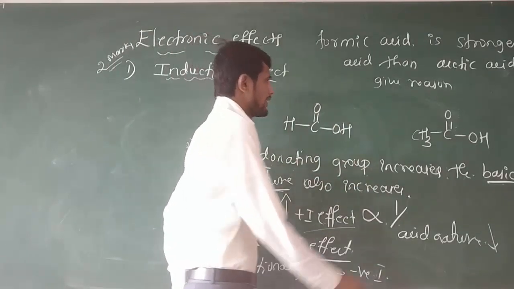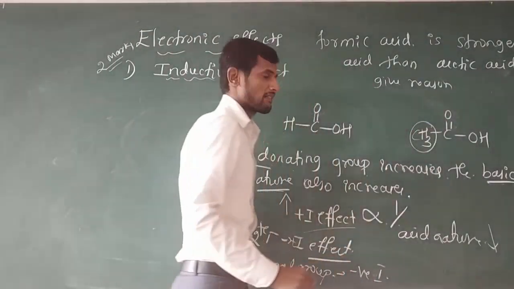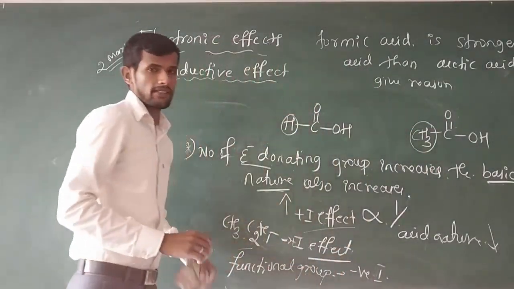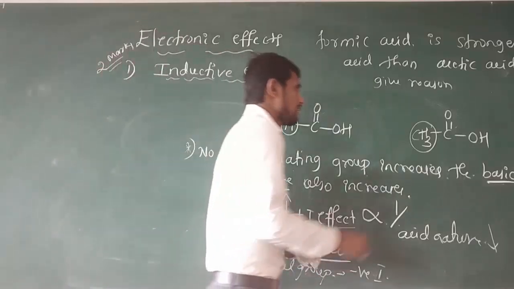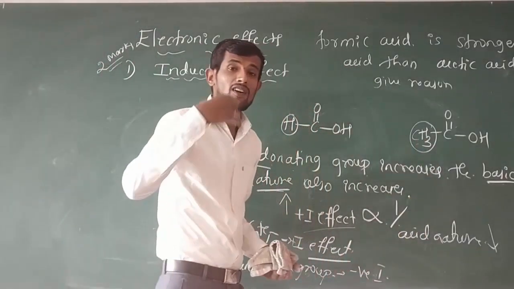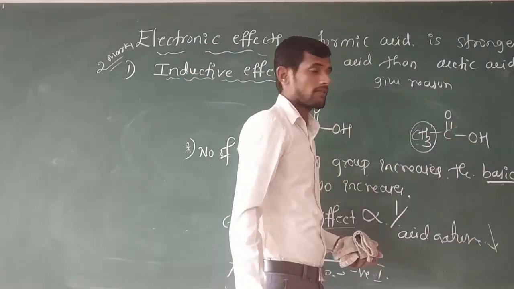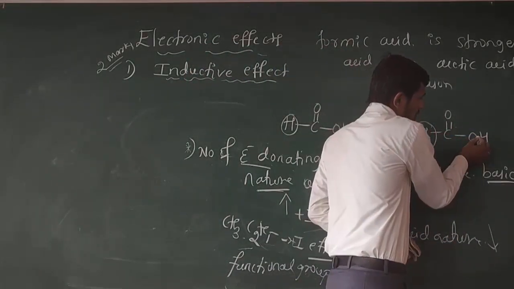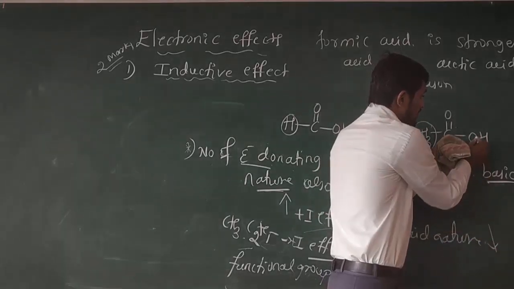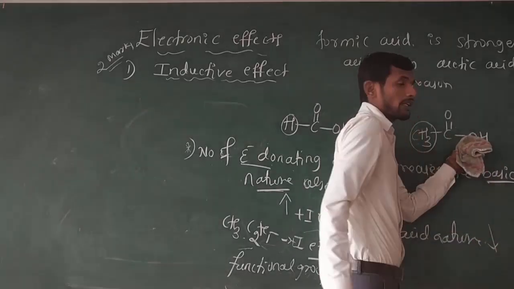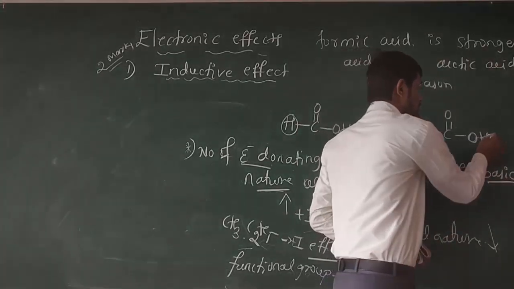Please remember, here one methyl group is present. Here only one H is present. Here methyl is one of the electron releasing groups. When it releases the electrons, then the oxygen, here observe, this oxygen binds the hydrogen. It doesn't release this hydrogen.